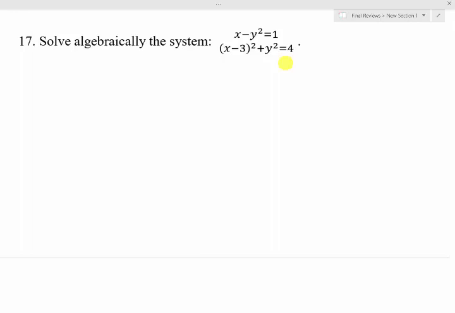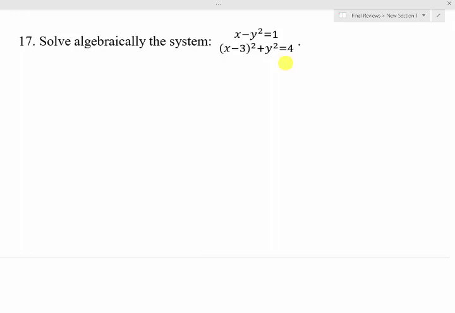We have two options. We can either use substitution or we can use elimination, whichever one you like best, or depending on the situation, whichever one will actually work. Here I think substitution or elimination would both work. Elimination may not be as easy, but it would work. So I'm going to go ahead and just use substitution.